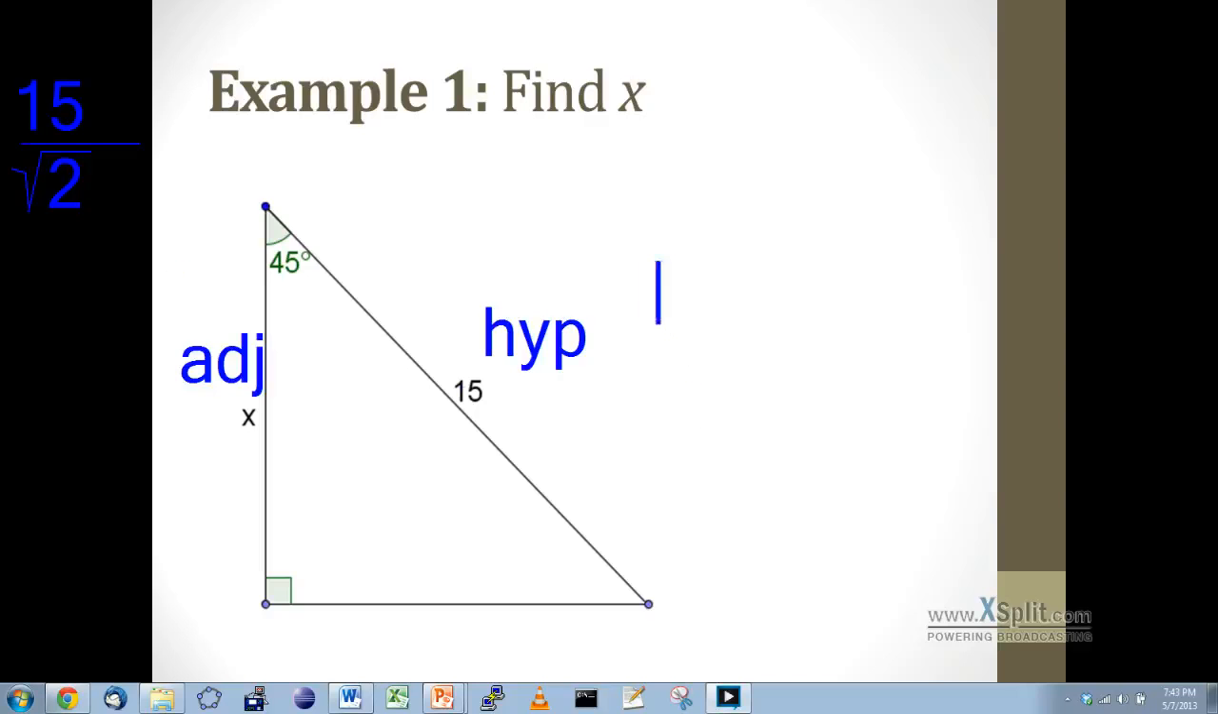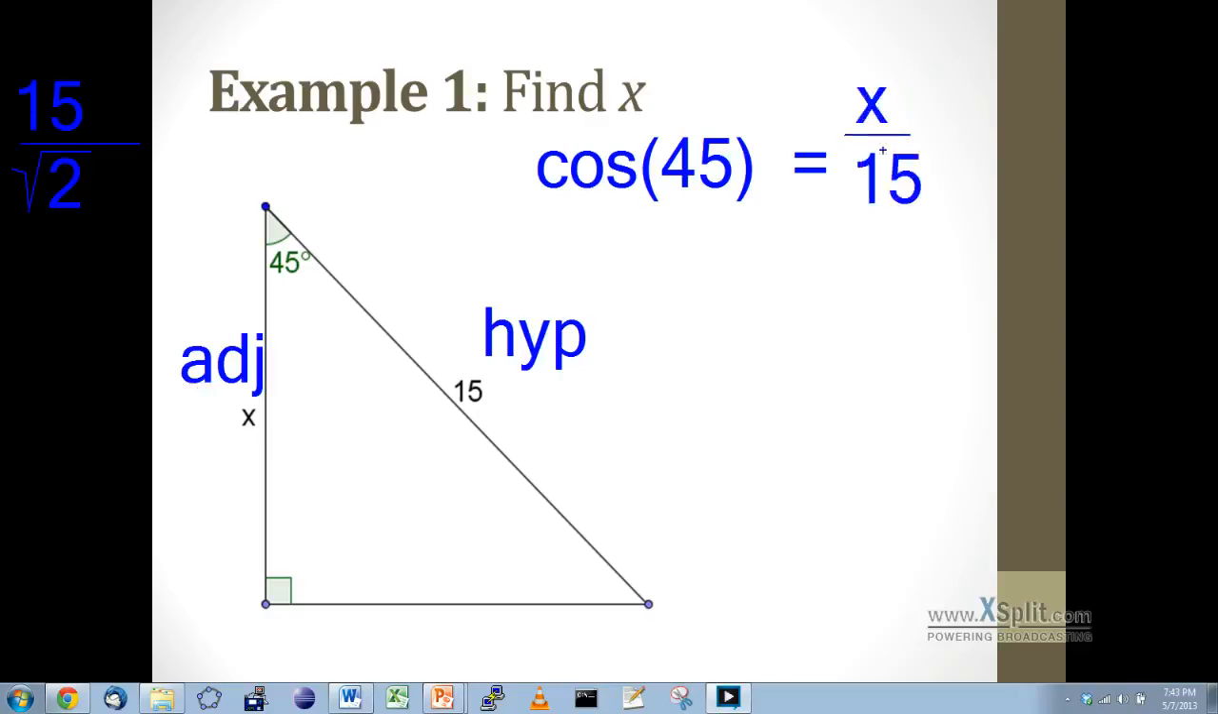Let's check and make sure. We're dealing with adjacent and hypotenuse. That's going to be a cosine problem. Cosine of 45 degrees is equal to adjacent over hypotenuse, so x over 15. Cosine 45, according to my table, is root 2 over 2. So the square root of 2 over 2 is equal to x over 15.